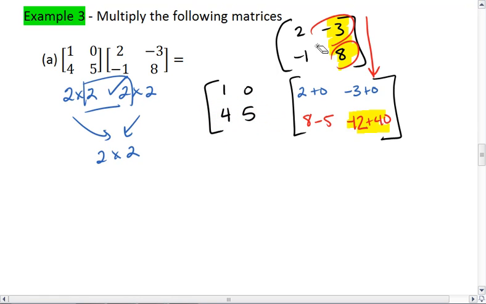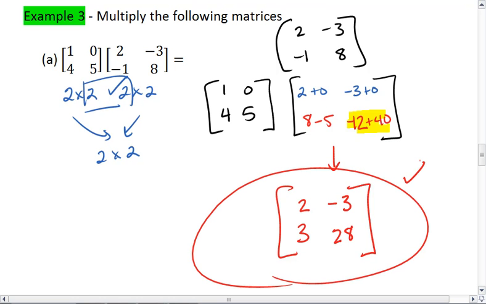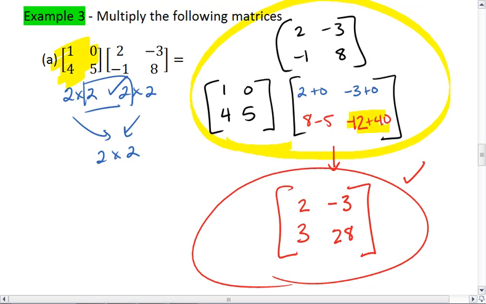What I want to do now is to simplify my solution matrix. Two plus 0 is 2, negative 3 plus 0 is negative 3, 8 minus 5 is 3, and negative 12 plus 40 is a positive 28. That is my final matrix. So it's really important that you get this set up correctly. You need to put the first matrix down and to the left and the second matrix up above.